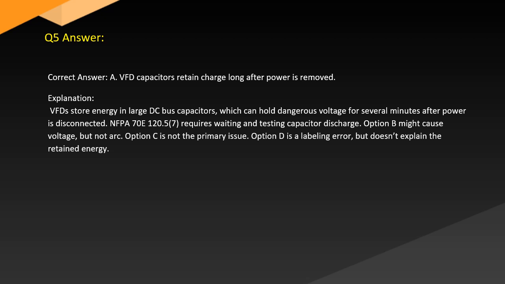Option B might cause voltage but not arc. Option C is not the primary issue. Option D is a labeling error but doesn't explain the retained energy.